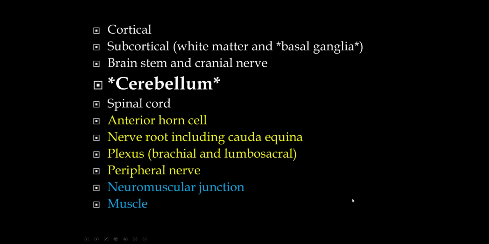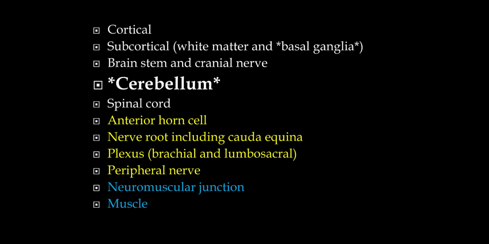All right, so again, as we go through the neuroaxis here, you'll notice that in yellow we have all of the conditions that involve lower motor neurons, and above that we have conditions that involve upper motor neurons, but I put asterisks by the cerebellum and the basal ganglia because these patients have difficulty with movement, but it isn't because of weakness. And so the cerebellum does not contain upper motor neurons.